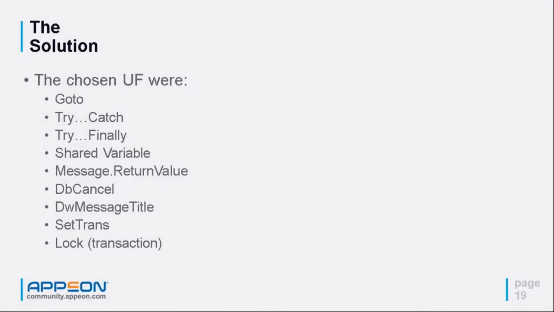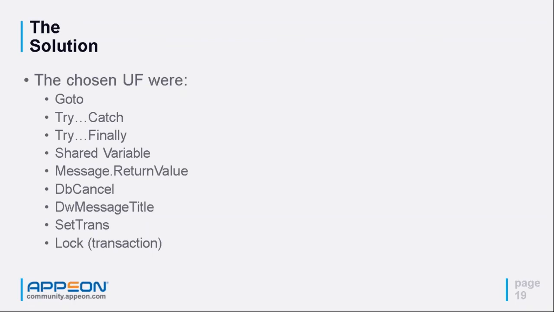We chose the unsupported features to be automatically removed: GoTos. Because we found a lot of GoTos, it was high complexity to change them. Try-Catch statements and Try-Finally statements, we have some of them, and it's hard to change them, and there is a high frequency in our source code. Shared variables is another unsupported feature; in our source code there are a lot of shared variables, so it was selected for automatic removal.